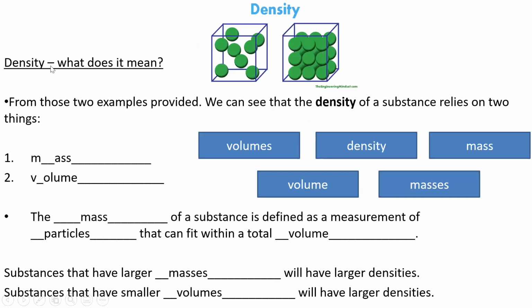So density, what does it mean? A little recap from these two examples: we can see density of a substance relies on two things, the mass and the volume. The mass of a substance is defined as a measurement of the particles that can fit within a total volume. Substances that have larger masses will have larger densities, if the volume stays constant. And substances that have smaller volumes will have larger densities, again, if the mass stays constant. So it's just going over what we just talked about.